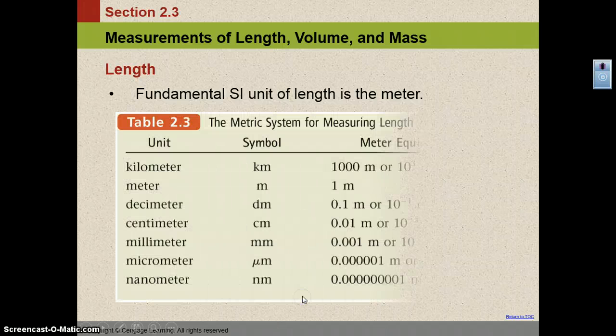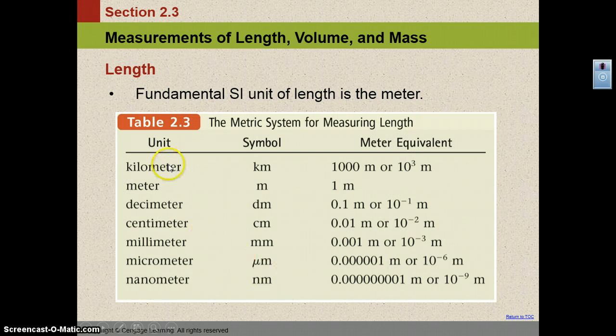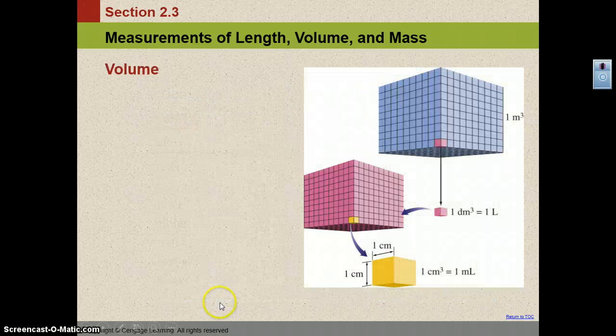Length, the fundamental SI unit is meter. So we can have a kilometer, which is 1,000 meters. The meter is our base. Decimeter is a tenth of that. Centimeter is a 100th of the meter. Milli is a 1,000th of the meter, and so on, down to a micrometer and a nanometer.